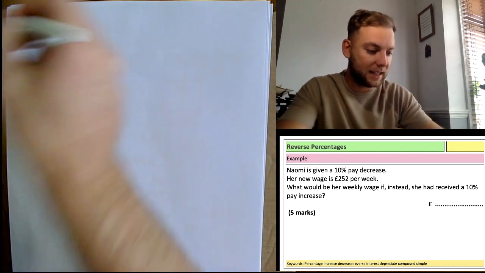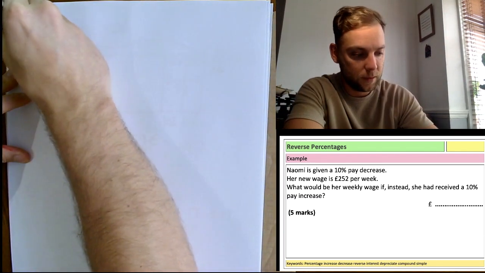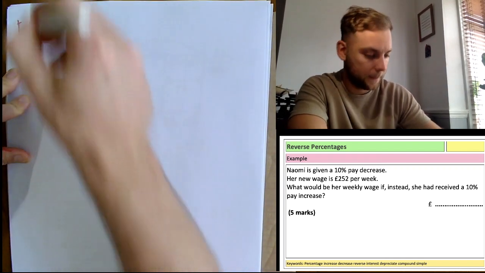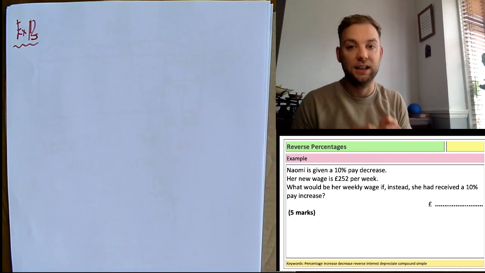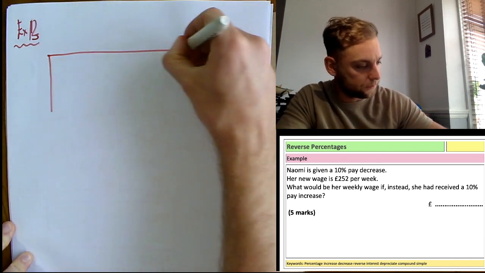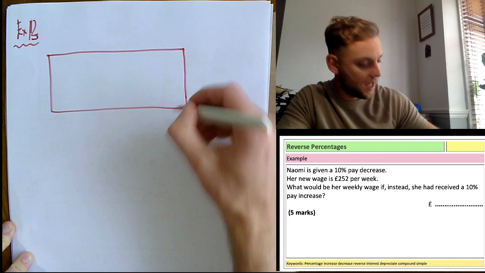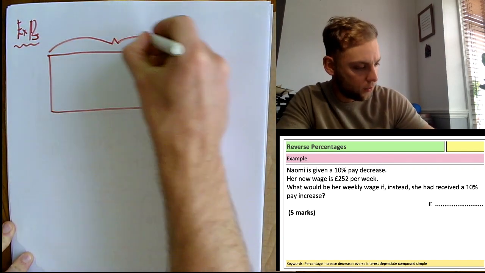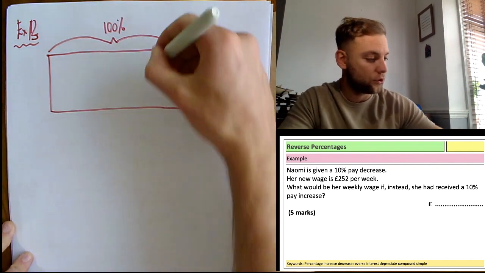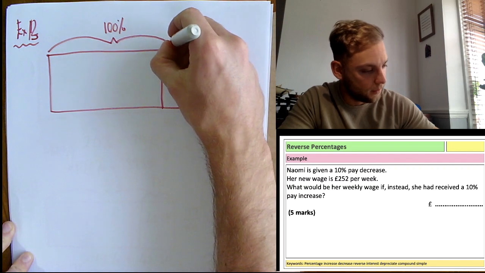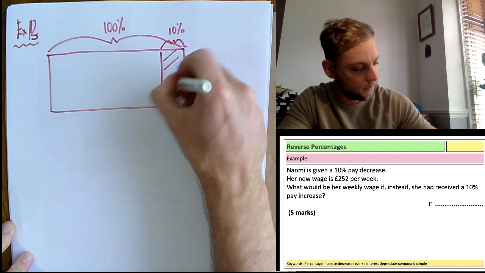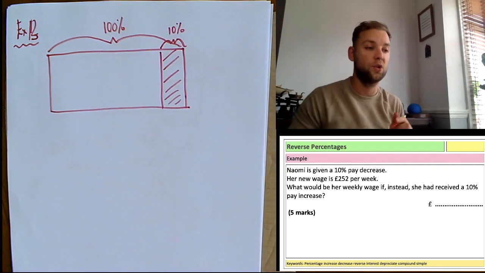So this one here is example 13. So Naomi was given a 10% decrease and this is worth 252. So let's draw there's our bar. We know that a bar is worth 100%. If she's had a 10% reduction, I know I'm reducing by 10%. So I'm getting rid of 10%. And her wage is now worth 252.